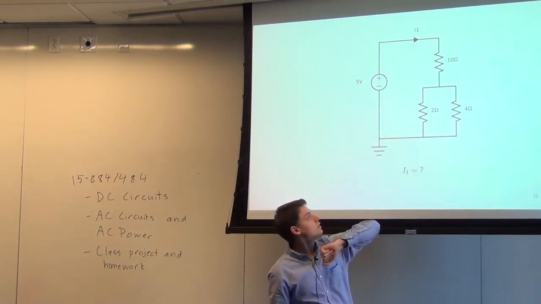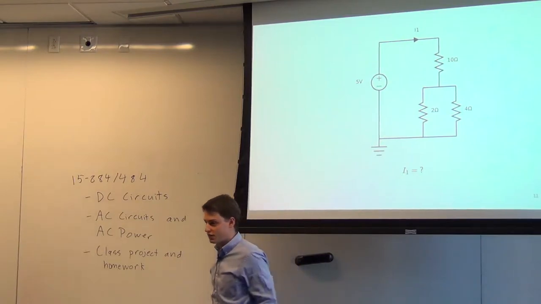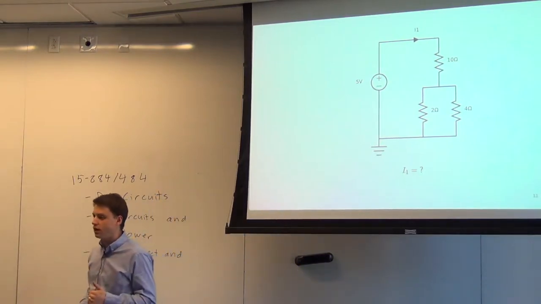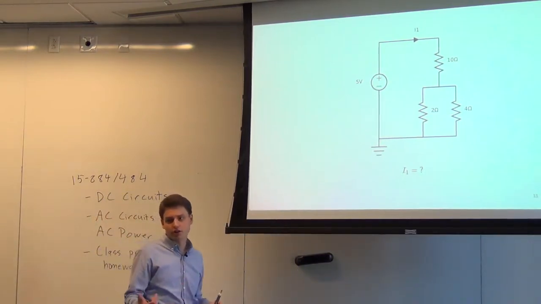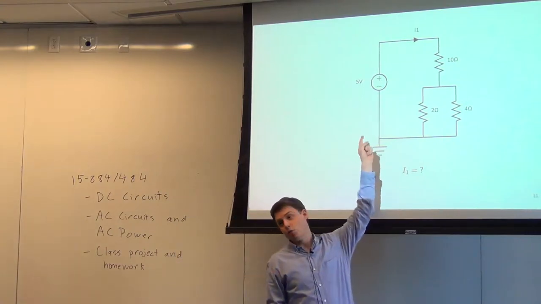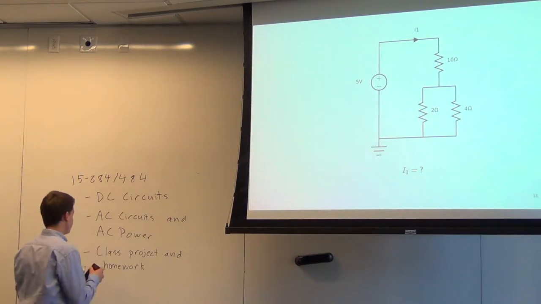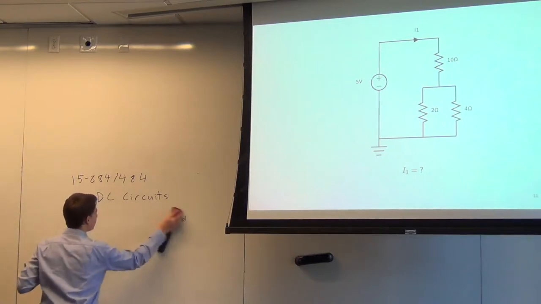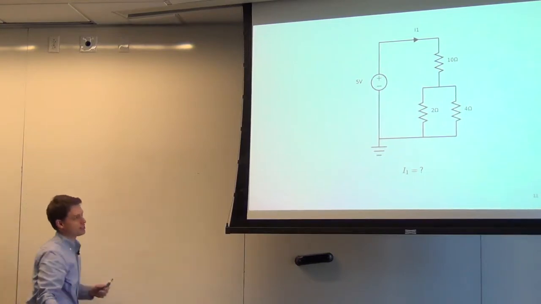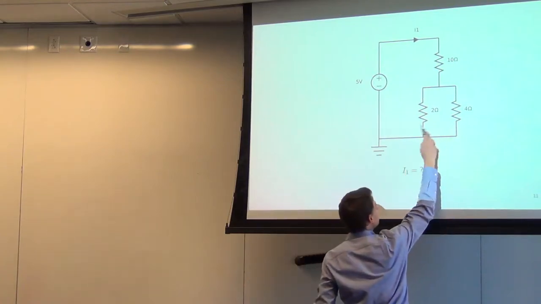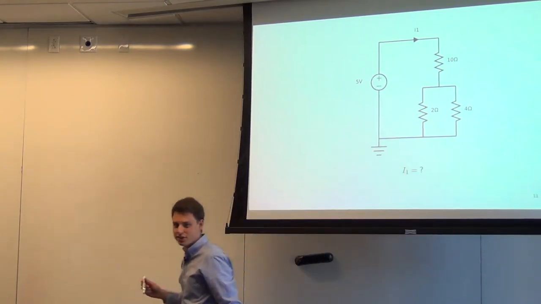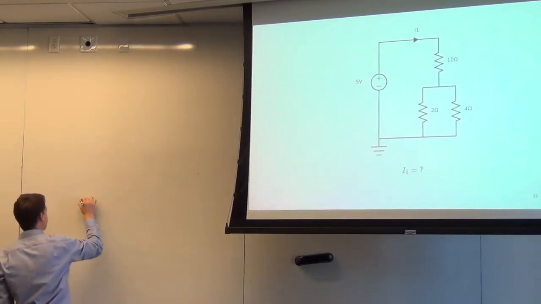So given these rules, the natural question is, given a circuit like this, how can I compute how much current is flowing through that point there, marked I1? Does anyone want to just say how you do this? First of all, what's the effective resistance of this little parallel pair of resistors there? 3/4. Right.